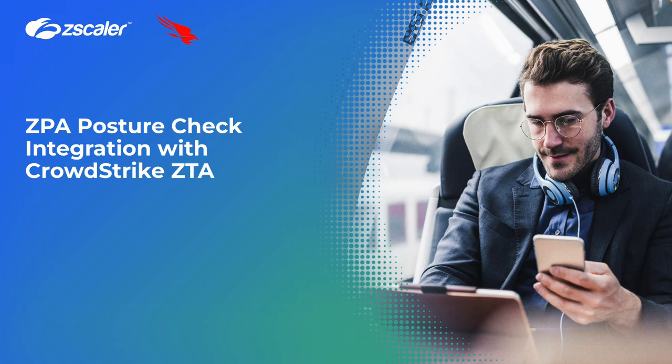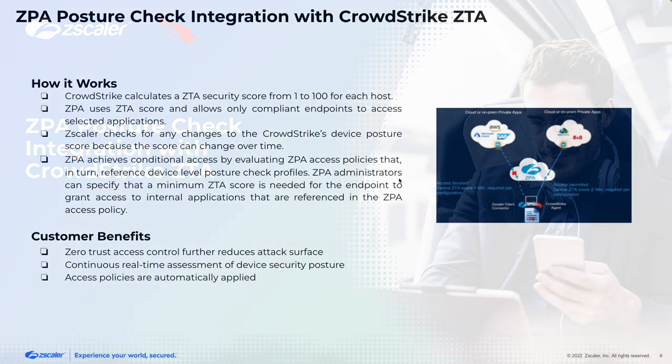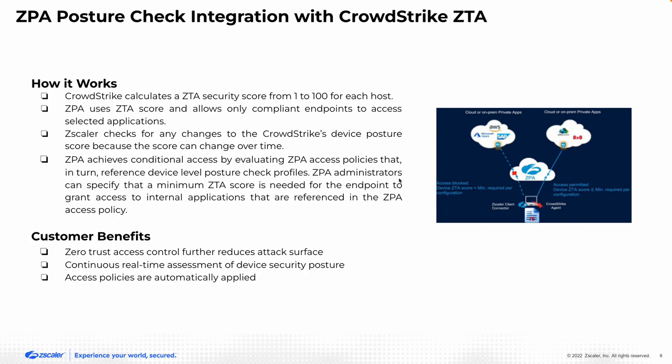ZPA utilizes CrowdStrike ZTA through the device posture, and the device posture score only allows compliant endpoints to access the selected private applications. ZPA checks for any change in the CrowdStrike device posture score, as the posture may change over time.